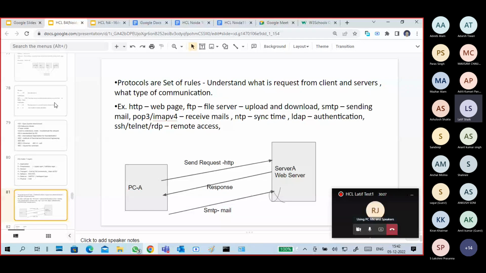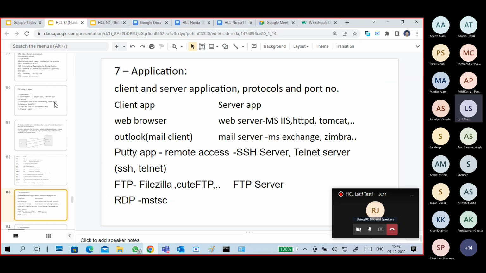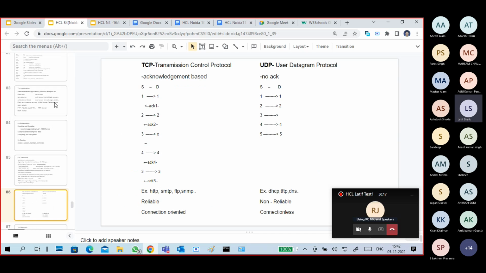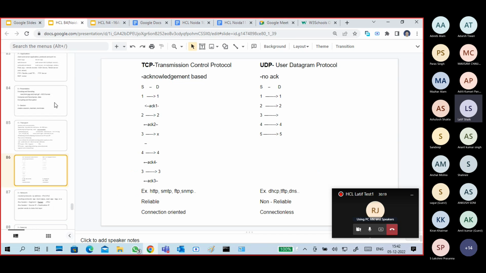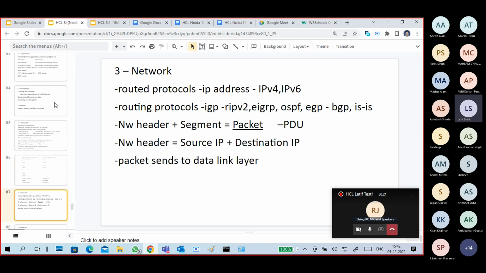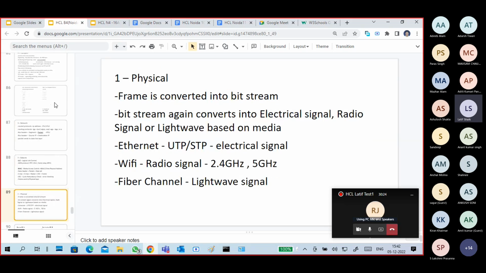I think we didn't discuss protocols and port numbers. I gave some information, I think so. Otherwise, I will tell again. We discussed each and every layer: application layer, presentation layer, transport layer, network layer, data link layer, and physical layer.